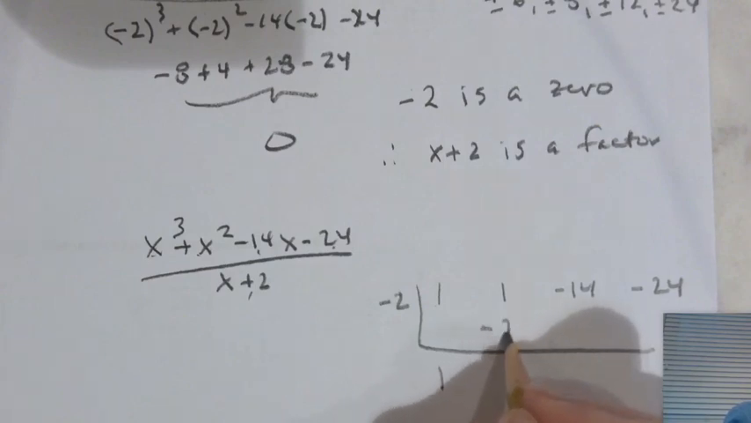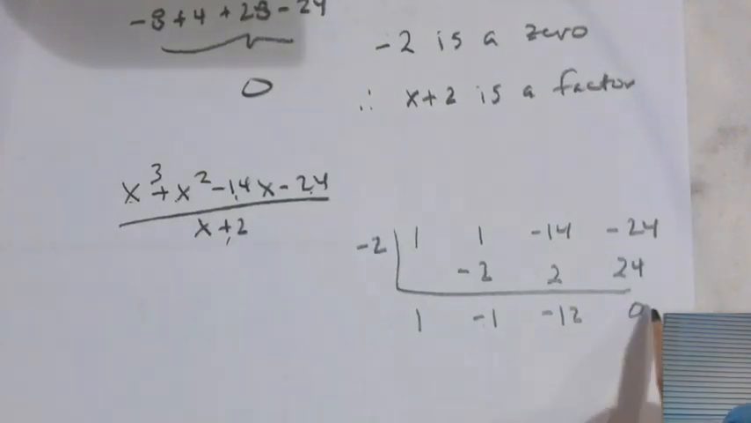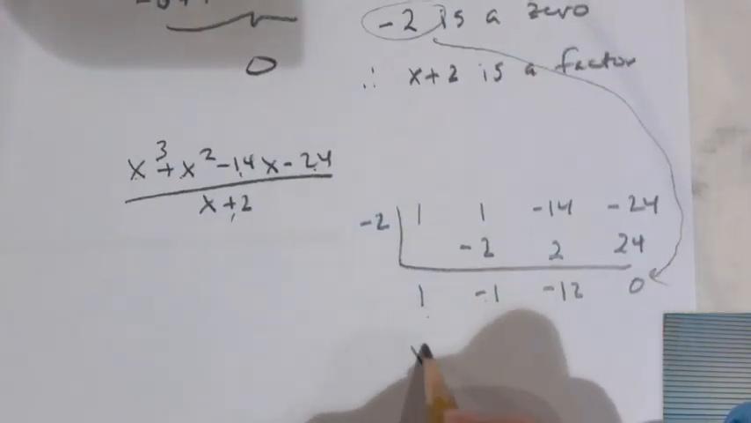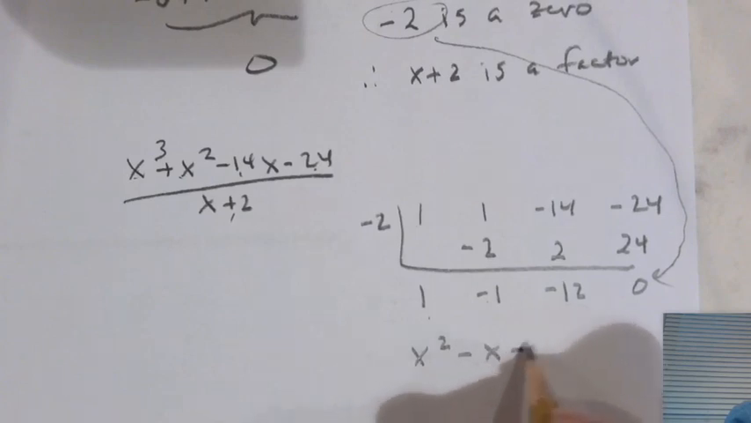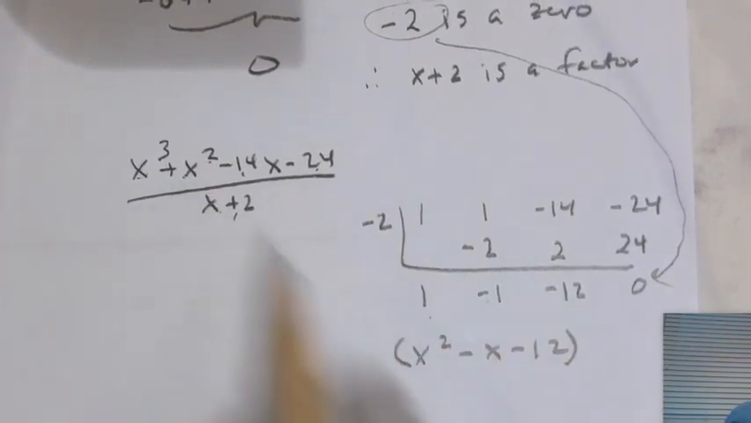1 times negative 2 is negative 2. Add these, negative 1. Multiply these, positive 2. Add these, negative 12. Multiply these, positive 24. And we get 0. It shows us, in fact, that plugging in a negative 2 does give us 0. Okay, and this represents x squared minus x minus 12. And when we divided this by this, we got this.